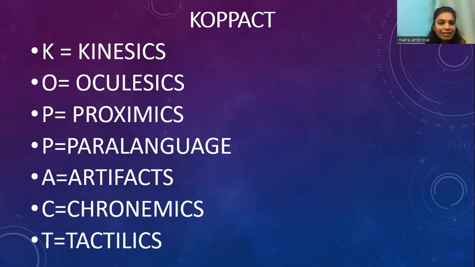So chronemics is the use of time: how a teacher delivers his or her session, his or her class, the speed of speech, willingness to wait, punctuality also, that if a teacher comes on time in the class or waits after the class also for a certain student or for any other teacher. So that gives a very positive message to the students for the teacher.